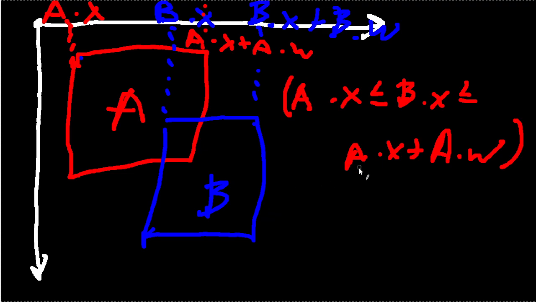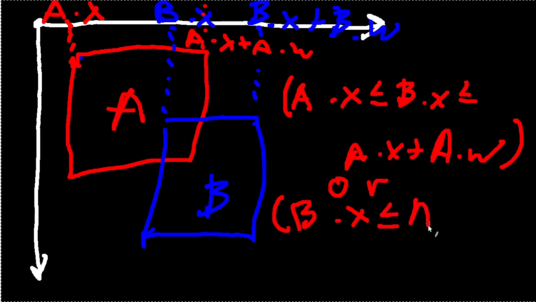And then the other condition, it's the same thing. It's b dot x less than or equal to a dot x less than or equal to b dot x plus b dot w.